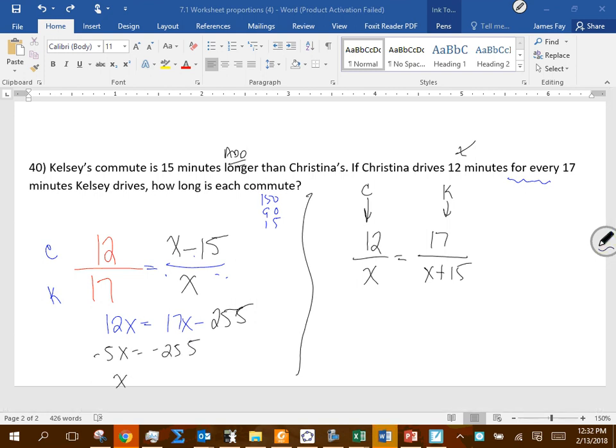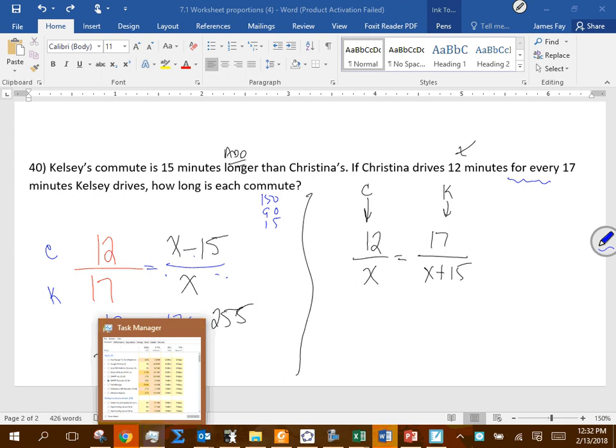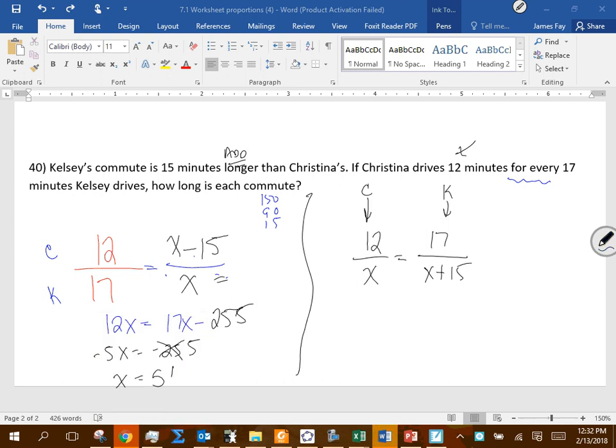Cameron, how many times does 5 go into 25? 5 times. And it's pure, strictly 5, right? So now how many times does 5 go into that 5? 1. So we got 51, right? But now what did x represent? It represented Kelsey's time. What's 51 minus 15? 36. 36, which represents Christina's time. Still exact same numbers that we came up with, right?